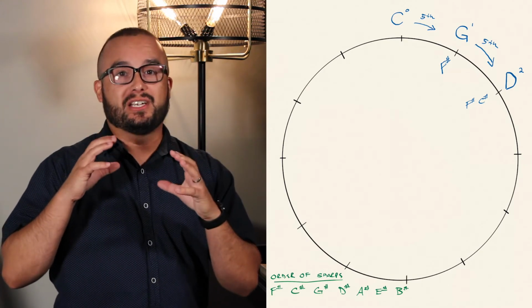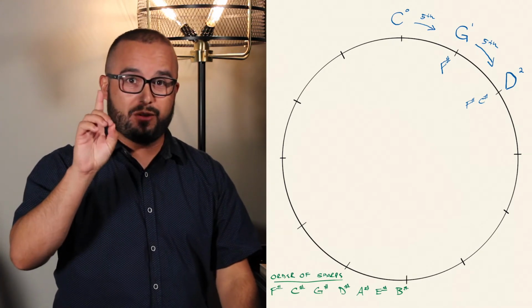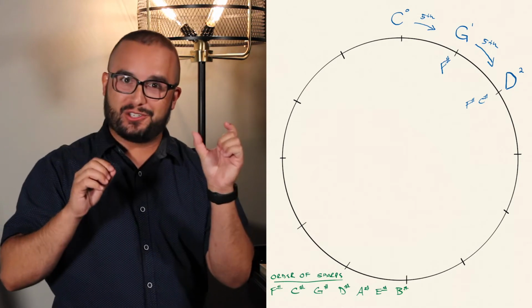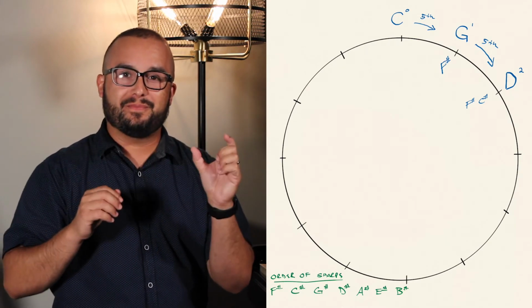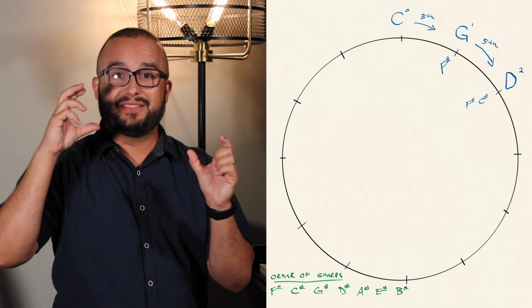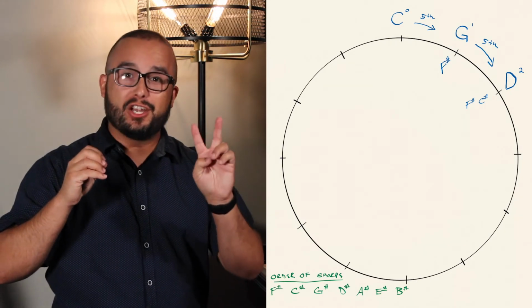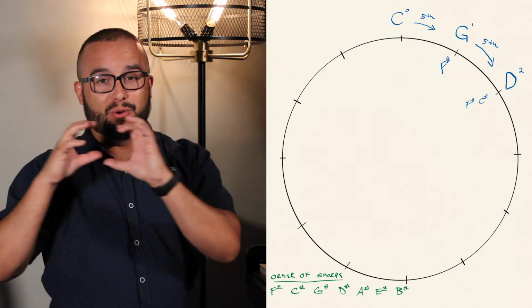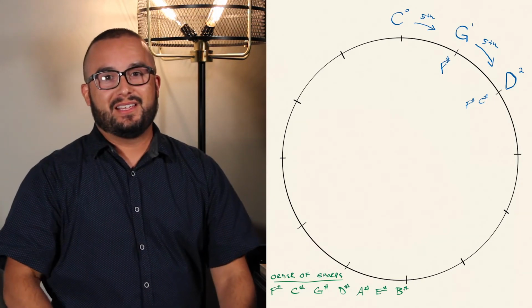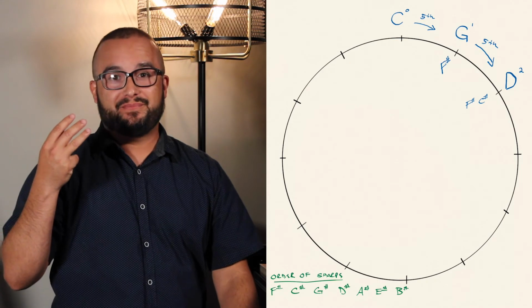Let's look at the key of G. The key of G has 1 sharp. We're going to use the first sharp in the order of sharps. The second key is the key of D, has 2 sharps, F sharp and C sharp. We're now using the first 2 sharps of the order of sharps to apply to that.